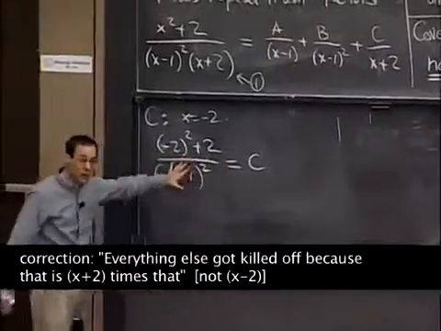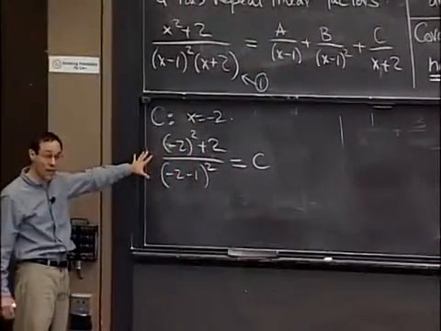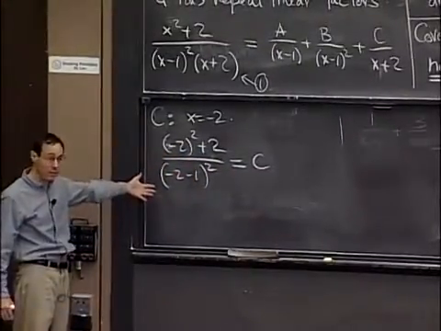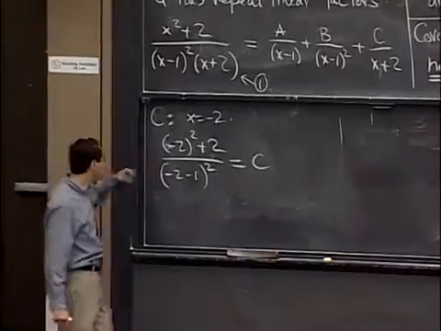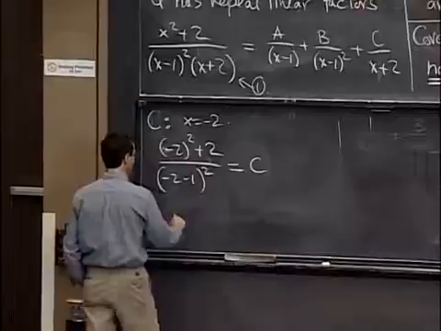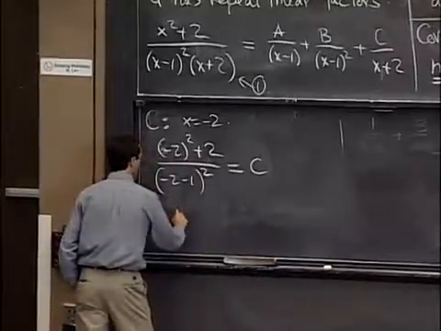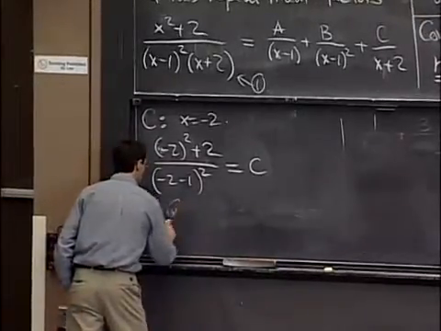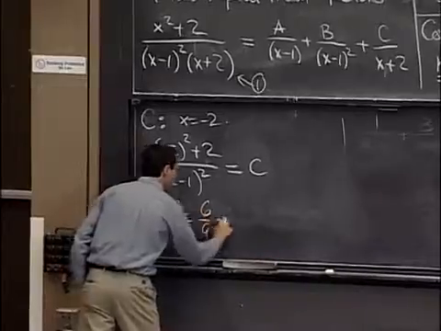Now, this is the shortcut that I just described, and this is much faster than doing all that arithmetic and algebra. So altogether, this is 6 over 9, right? So c is equal to 6 over 9, which is 2/3.